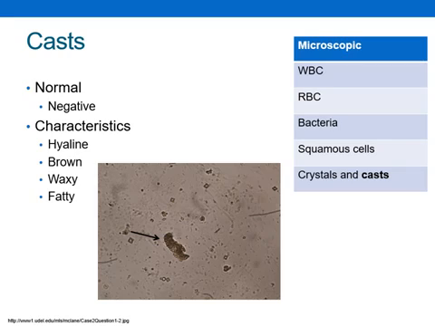A hyaline cast is generally nonspecific, but is most frequently associated with dehydrated patients. A brown cast is usually suggestive of an acute tubular necrosis. A waxy cast can suggest kidney disease, and a fatty cast can suggest a nephrotic syndrome. So there's a variety of characteristics, and they can each represent a different diagnosis or something else to consider for your patients.